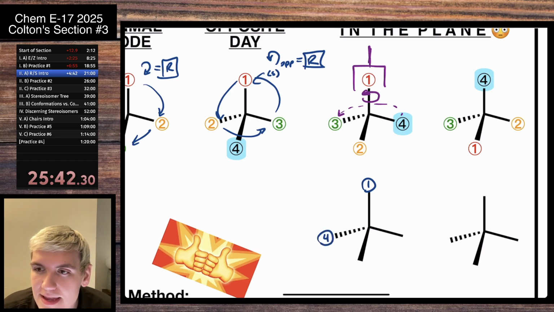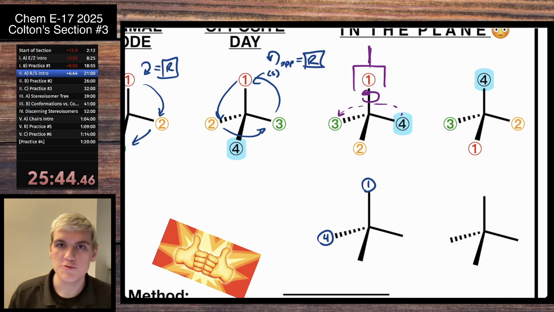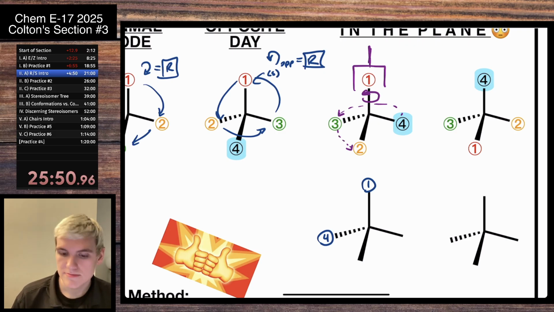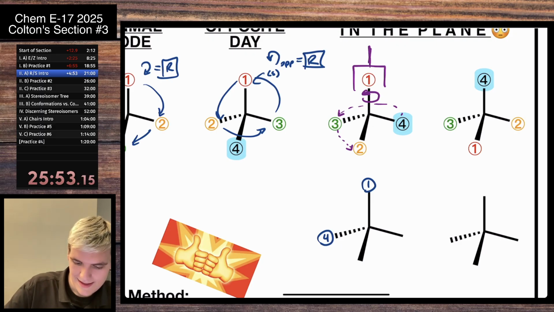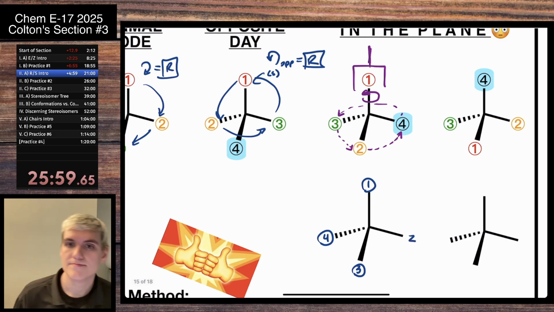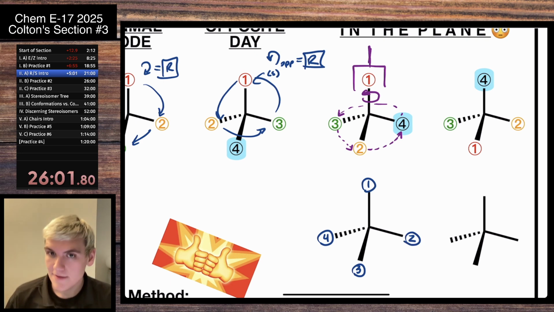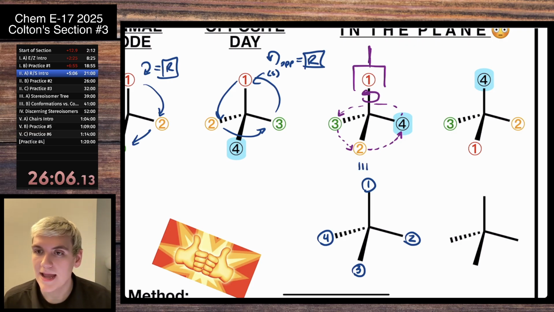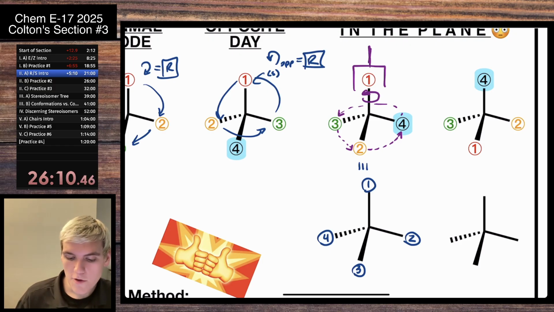So now we have to think, okay, well, 3 was originally on the dash. Where does 3 go? And if we just trace this path, we see 3 is going to go onto the wedge. And then, completing it one more time, 2 gets translated to the other spot in the plane. And so what we've done with this strategy is we've just redrawn the exact same molecule a different way. We've rotated it to get a different vantage point. And now we are in normal mode.